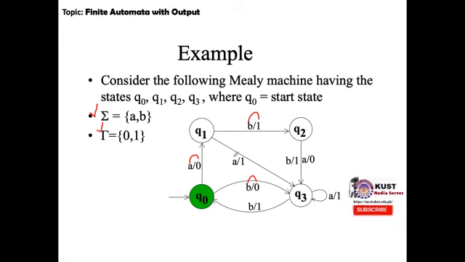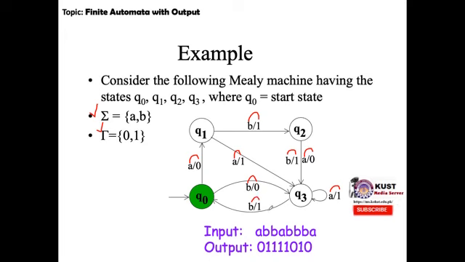At Q1 reading A, we print 1 and we go to state Q3. At Q2 reading A, we print 0 and we go to Q3. At state Q2 reading B, we go to Q3 and we print a 1. At Q3 reading A, we print 1 and we go to Q3. At Q3 reading B, we print 1 and we go to Q0. So let's say we have this input.